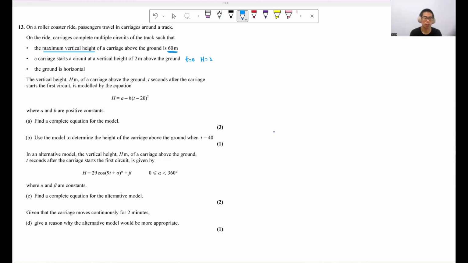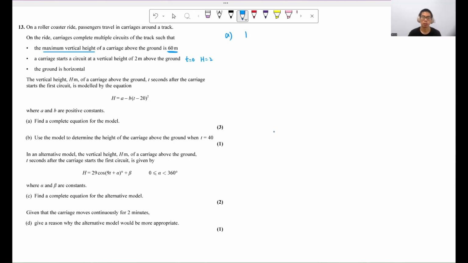The ground is horizontal. The vertical height h meters of the carriage above the ground, t seconds after the carriage starts the first circuit, is modeled by the equation h equals a minus b(t minus 20) squared, where a and b are positive constants. Find the complete equation for the model.